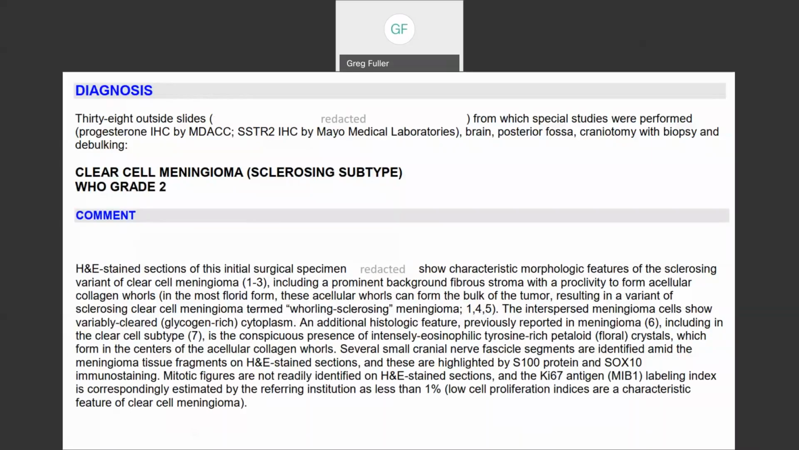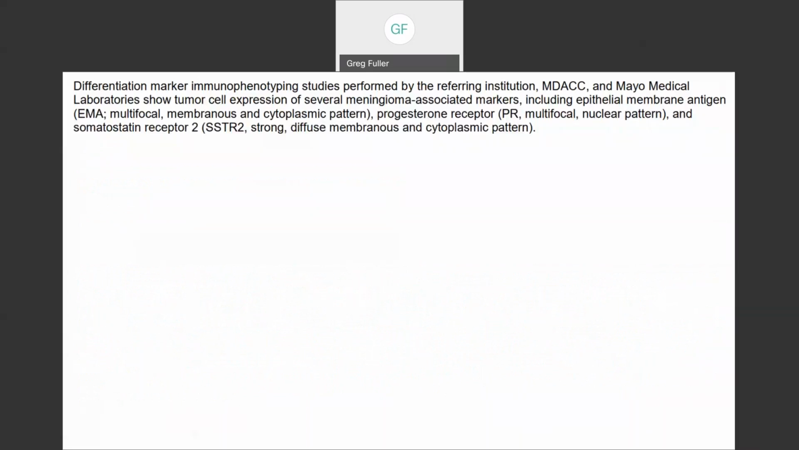Mitotic figures are not readily identified on H&E stained sections. Ki-67 labeling index corresponding estimated frequency is low, 1%. Low cell proliferation indices are a characteristic feature of clear cell meningioma. That is true. New paragraph.